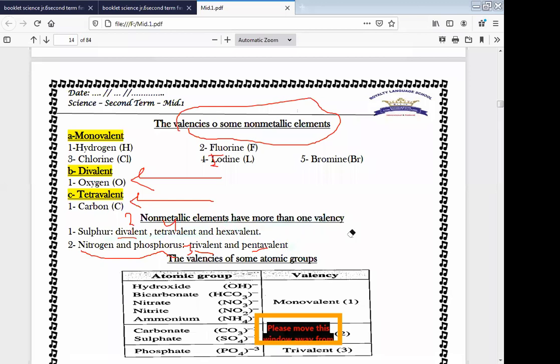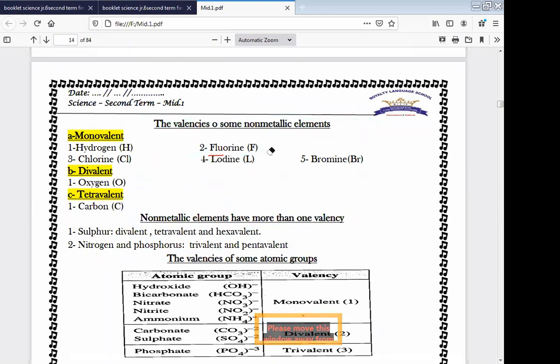Okay, middle one, you understand this point?